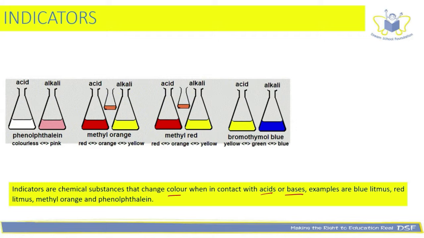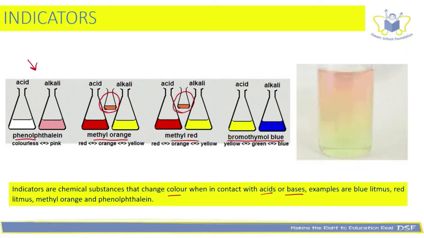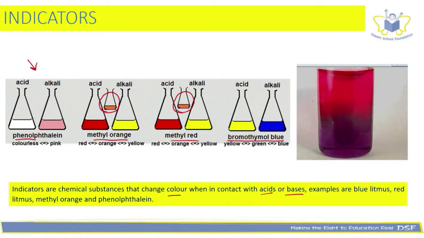We already looked at how litmus paper behaves in the presence of acids and bases, right? Now, here is how it behaves in the presence of different indicators like phenolphthalein, methyl orange, methyl red, and bromophenol blue. In some, the neutral pH is also indicated by a different color. Here you can see how a change in pH brings about a change in the universal indicator.